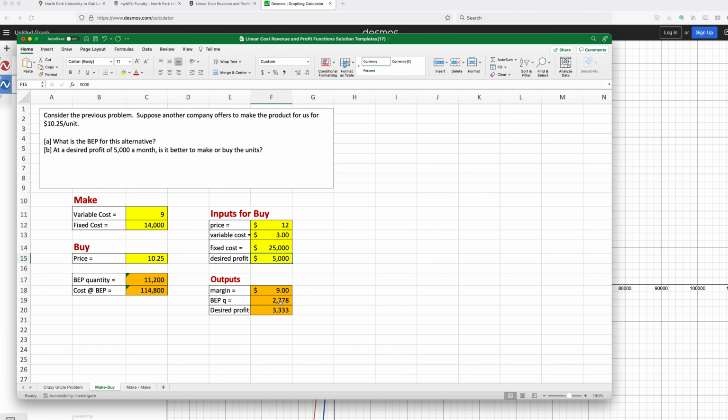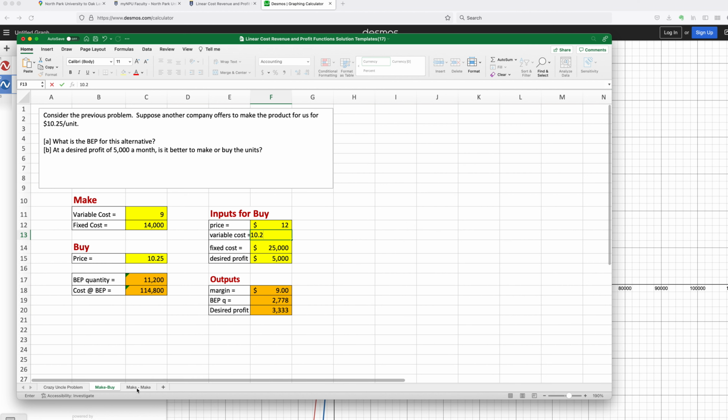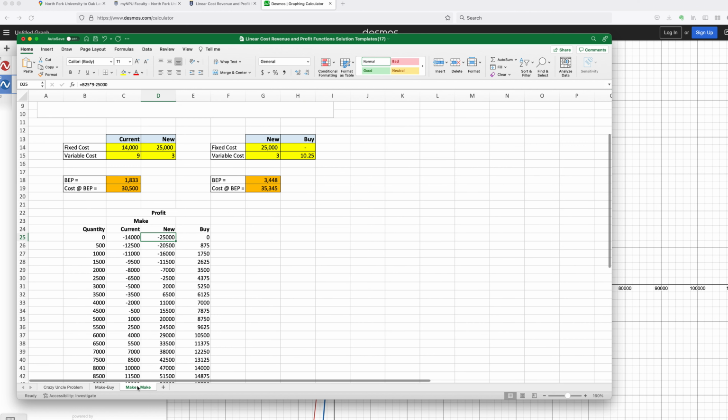I've got to sell 3,333. So anything above 3,333 would be that. If I was to make this 10.25 to buy, well, why don't I just do that too? I mean, I could solve the problem 3 times. I don't have to make a table, but I've made a table, so I have that to compare.